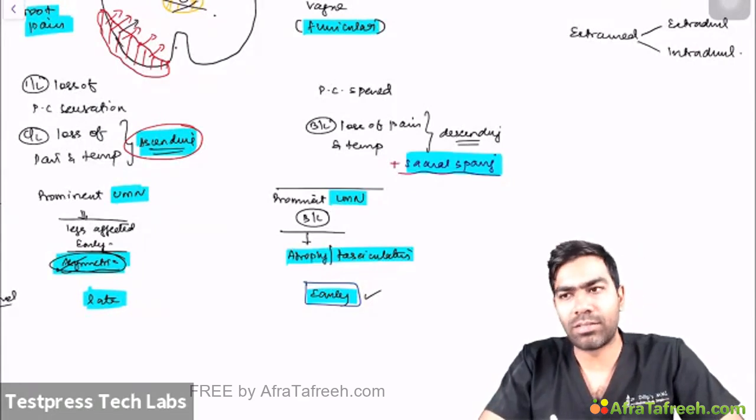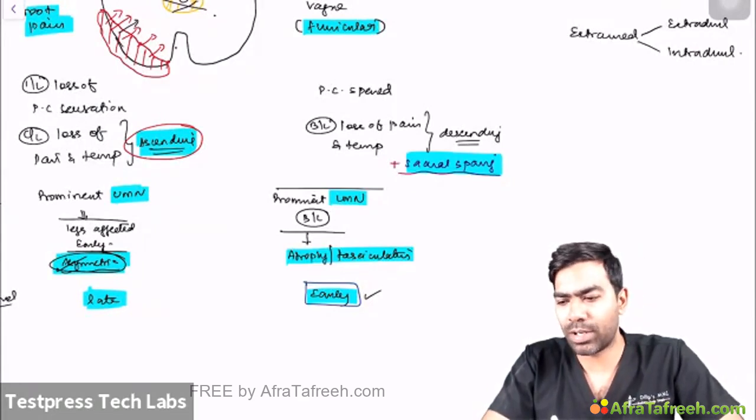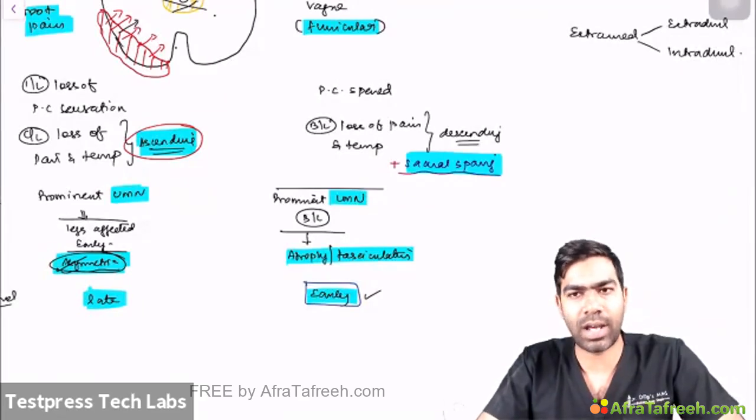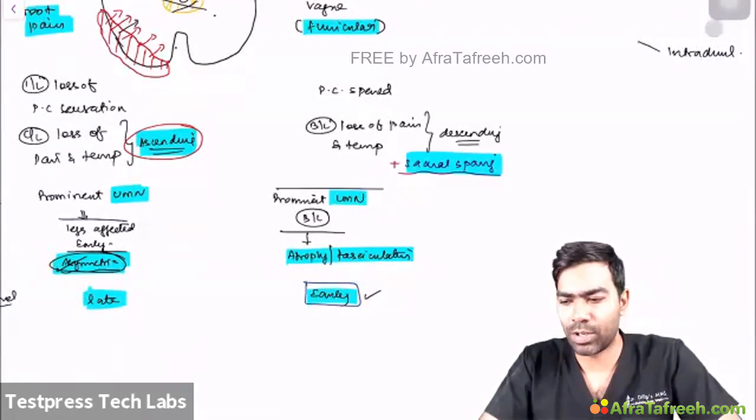And at the same time, when you talk about extramedullary, there is something called a conus medullaris lesion versus cauda equina lesions also. All these things have to be differentiated, but I'm not going to talk about that right now because it will be too much right now.